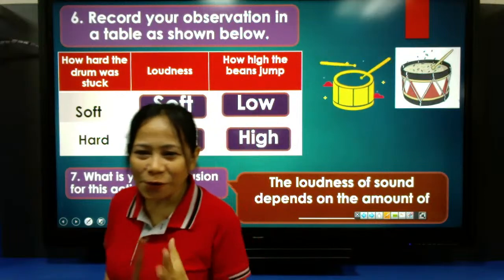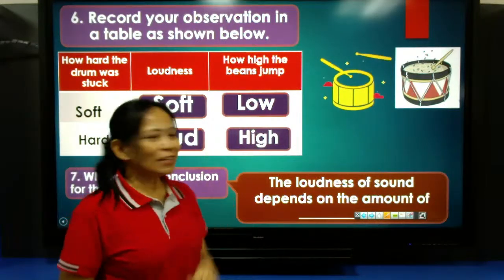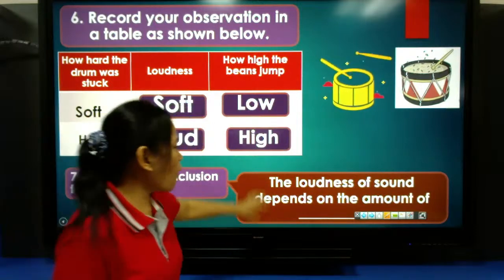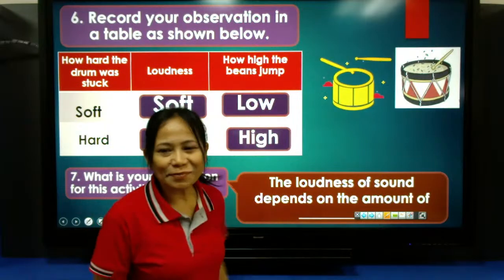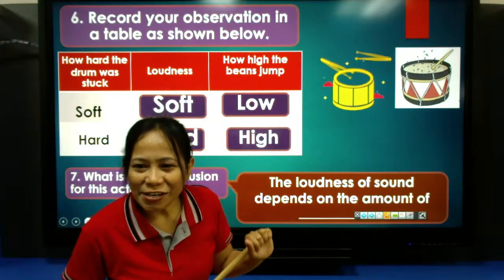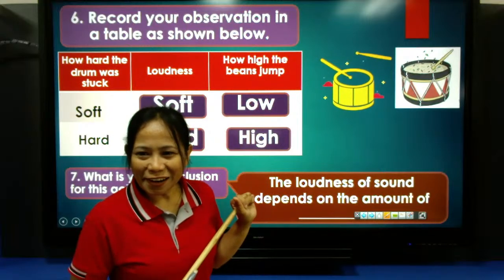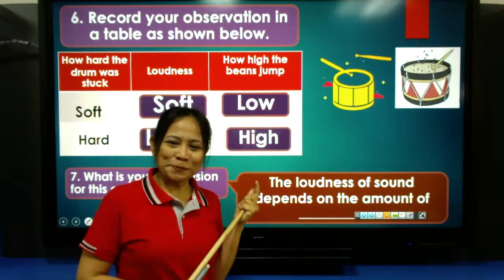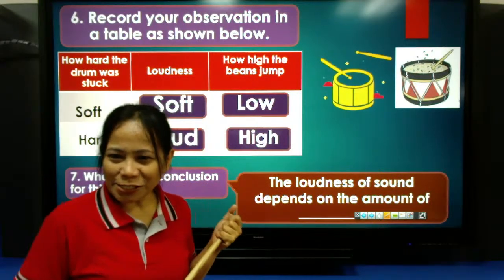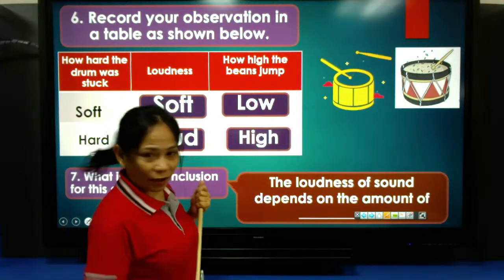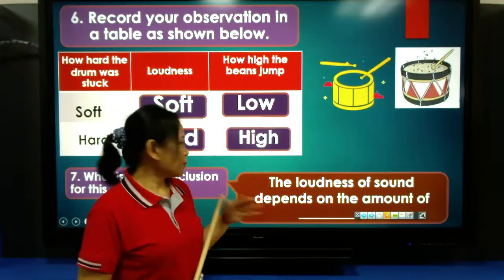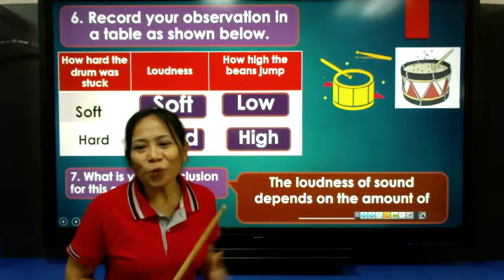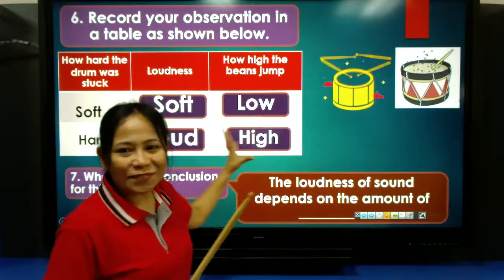May I see who gets the correct answer? The loudness of sound depends on the amount of blank. What is the missing word? Fill in the blank. May I hear from our viewers? Okay, what is the answer here? Loudness. So 5/2 number 16 said loudness. But the loudness of sound depends on what? Based on our activity.